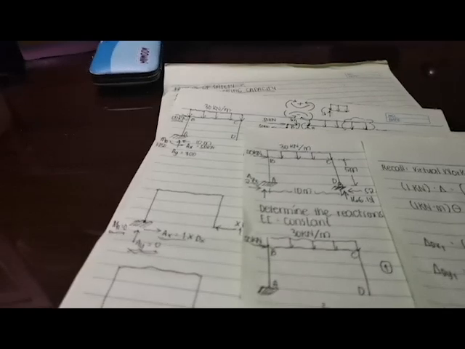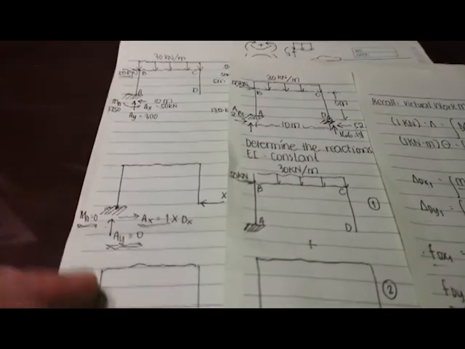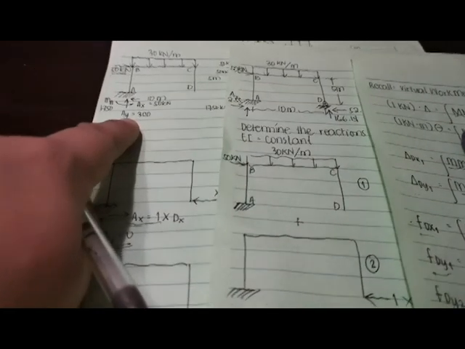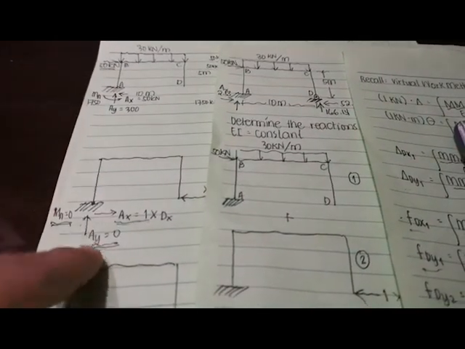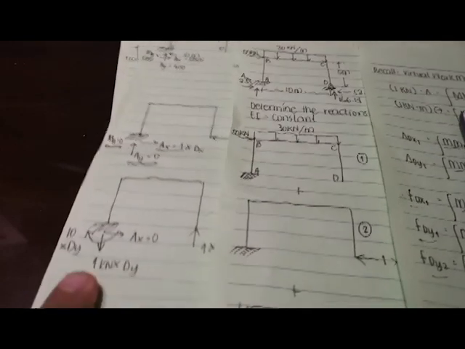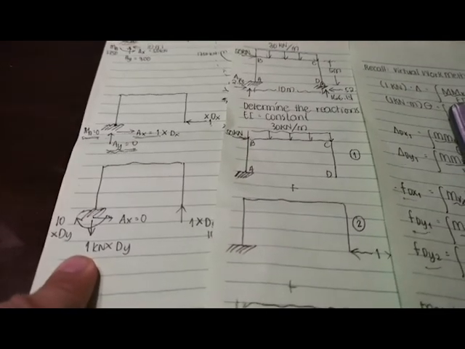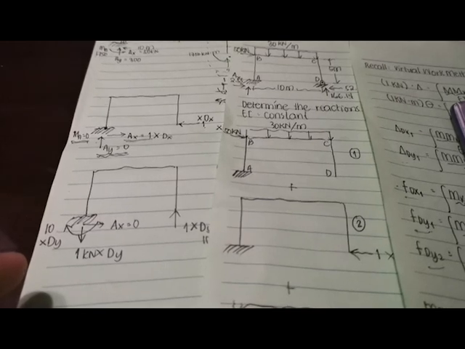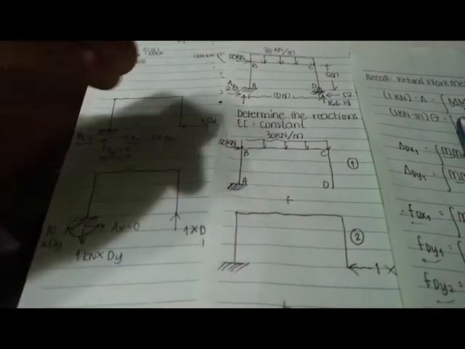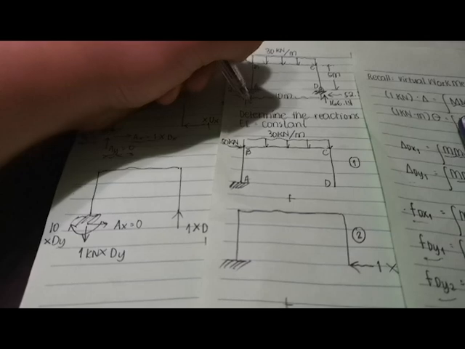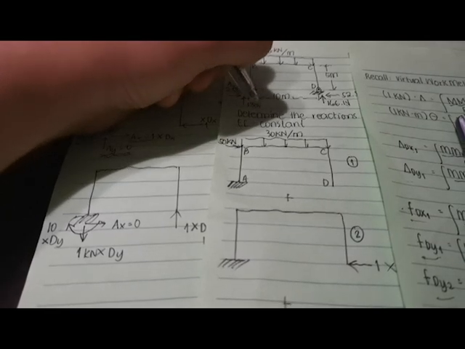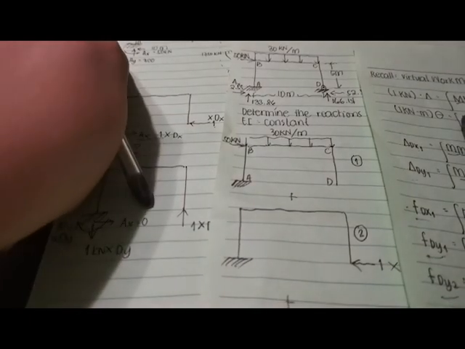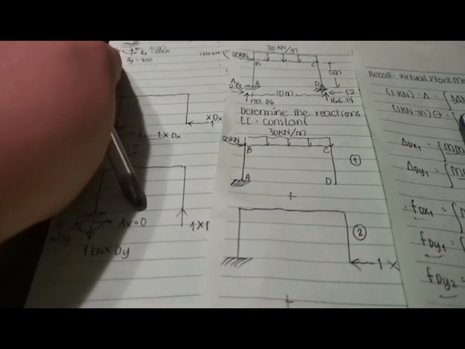Next, AY. We add 300, plus 0, minus, since this is downward, minus 166.14. Therefore, your vertical reaction at A is equal to 133.86.